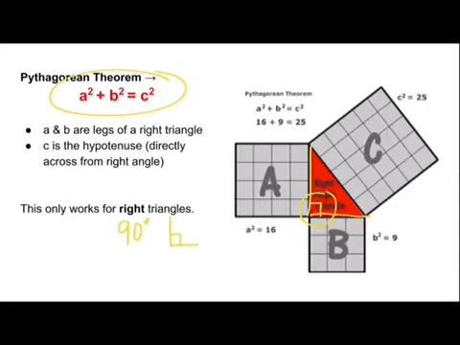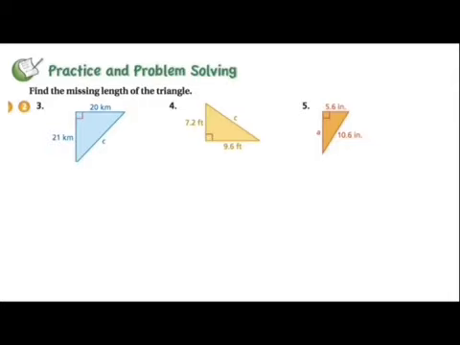And then your c is the hypotenuse. Hypotenuse just means the side that's your longest side that is directly across from your right angle. All right, we're going to try some together here to make sure you understand how to use it. So remember, our Pythagorean theorem is a squared plus b squared equals c squared. a and b are the legs, and c is our hypotenuse, the longest length across from that right angle.